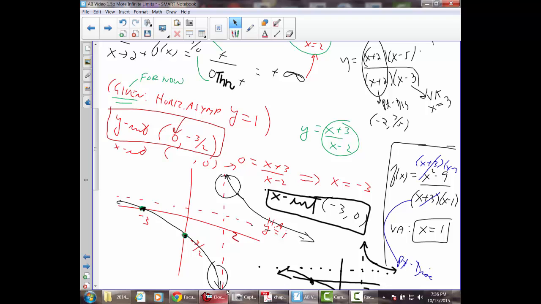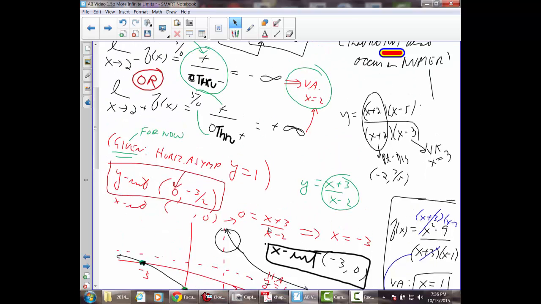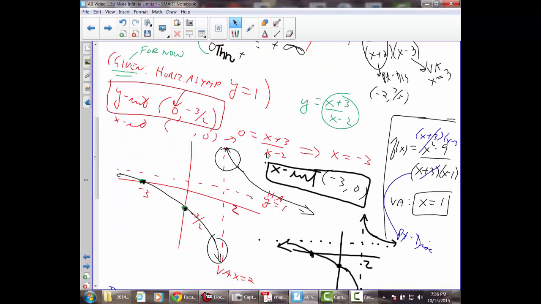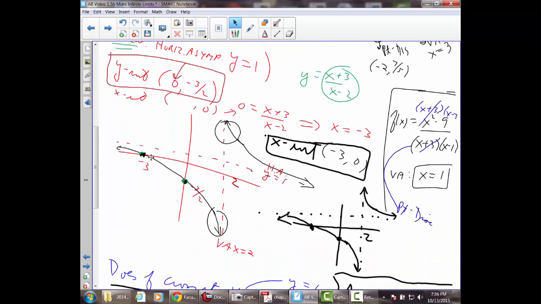You have a vertical asymptote of 2, a horizontal asymptote of y equals 1. If you actually find both of these limits, then you will know that on the left side of the vertical asymptote, it heads down to negative infinity, but on the right side, it heads up. And by joining those points, you now are easily able to graph this.